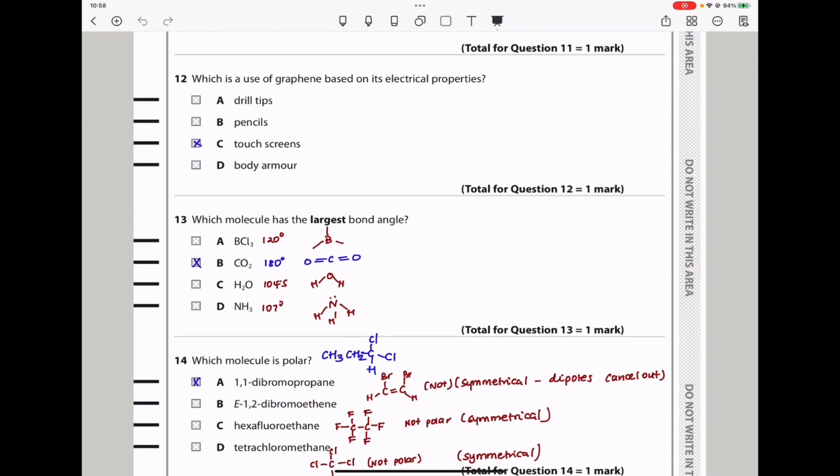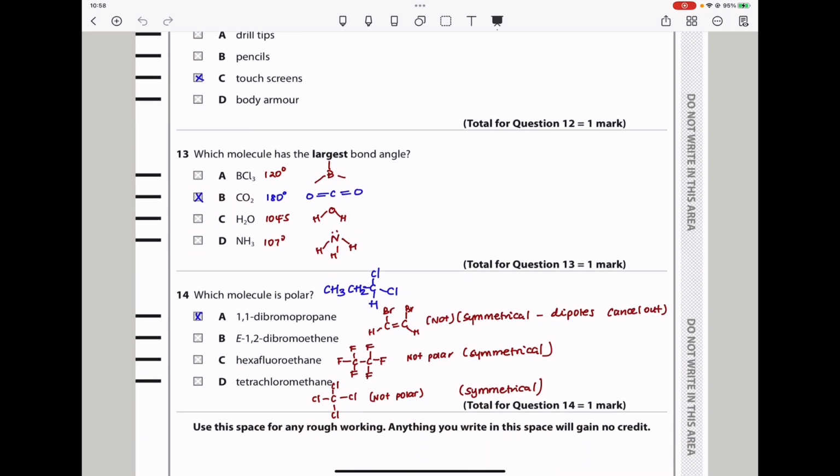Question 13. Which molecule has the largest bond angle? When we look at boron trichloride, bond angle is 120. CO2 is going to be linear, bond angle 180. We can see water is going to be bond angle 104.5, and here bond angle 107. So we can see 180 is the greatest bond angle, so the answer should be B.